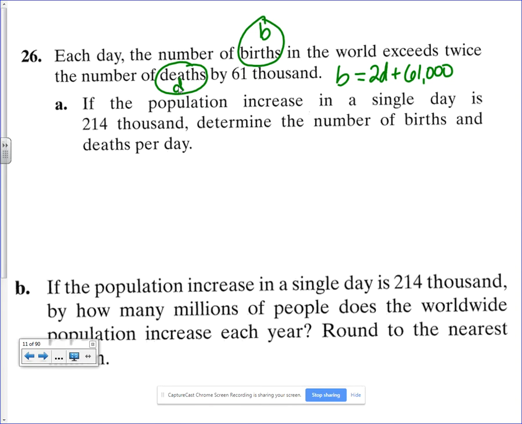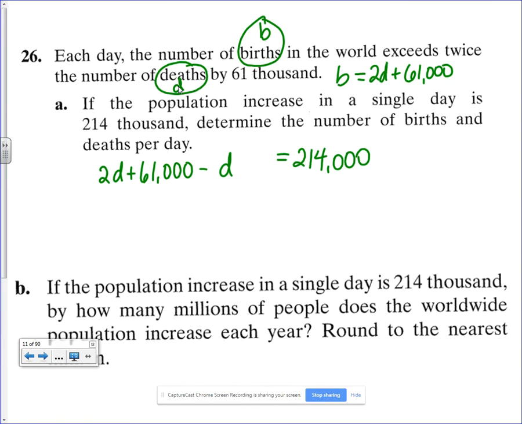If the population increase in a single day is 214,000, determine the number of births and deaths per day. Folks, if I want to increase my population, that means that more people have to be born than died. Okay, and I know I want to increase this by 214,000 people, which means if I take my births, and this is what I have for births from up top there, and I subtract my deaths, I should get 214,000. Okay, I want it to go up by that many.